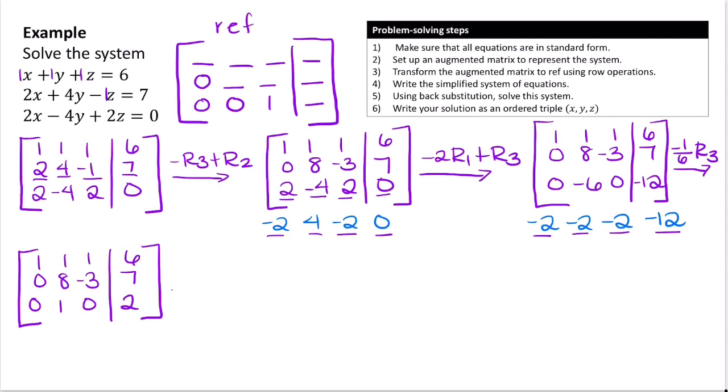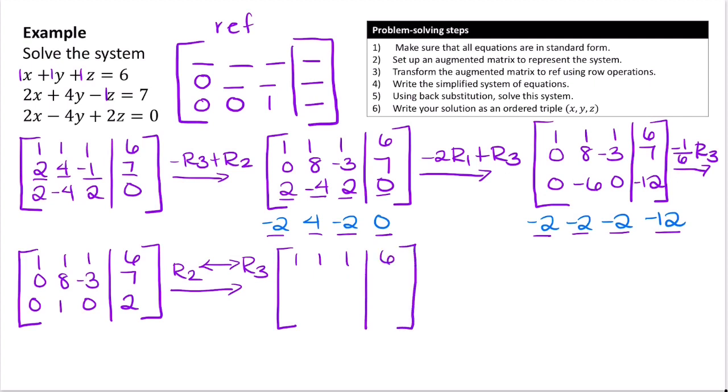So I'm going to go ahead and use my row switching. So I'm going to switch row 2 and row 3. So when I do that, it gives me this matrix. I have 1, 1, 1, 6. And then I have 0, 1, 0, and then 2, and then 0, 8, negative 3, and 7. Okay, so now let's work on getting our 0 in column 2.